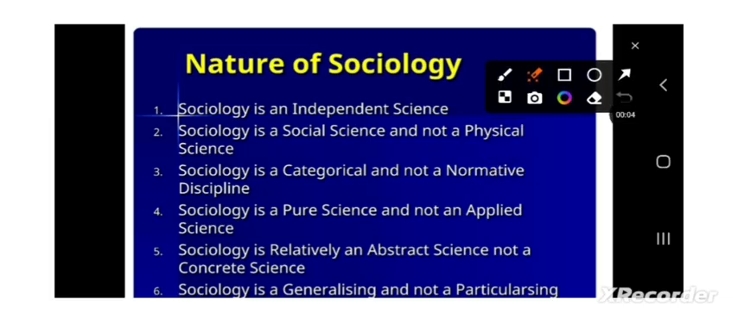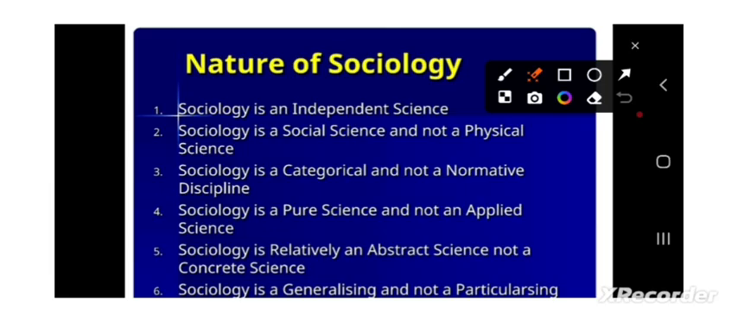Nature of sociology. Sociology is an independent science. It's not a branch or subfield of another science like philosophy, history, or political science. It has established its own distinct field of study, boundaries, and methodology.